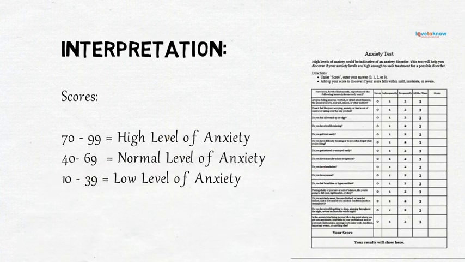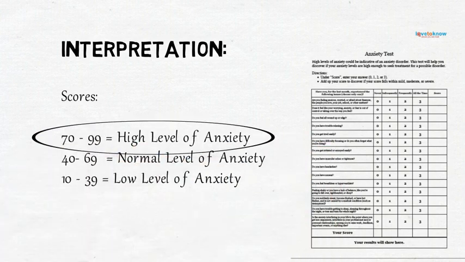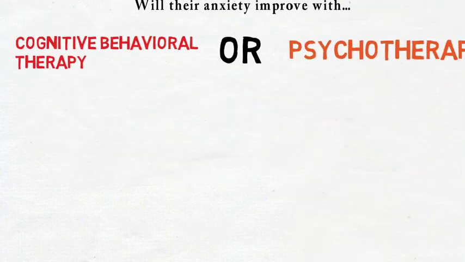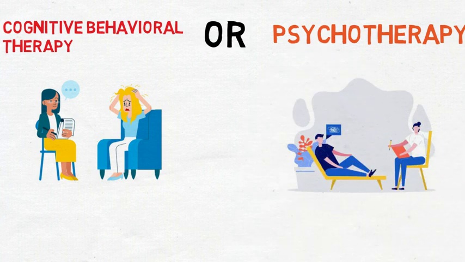And let's say sa test na binigay mo, sinabi doon na may high level of anxiety sila kapag ang score na nakuha nila ay 70 to 99. Therefore, ang kukunin ko lang na mga participants ay mayroong 70 to 99 na scores. The rest ay hindi ko na magiging participants. And then tsaka ko sila i-randomly assign sa dalawang treatment, which is yung cognitive therapy or yung psychotherapy na group.